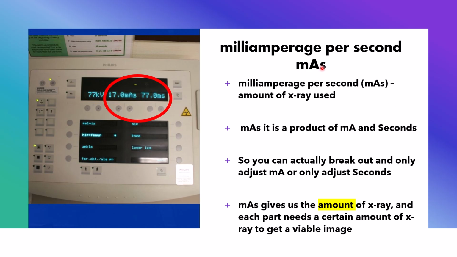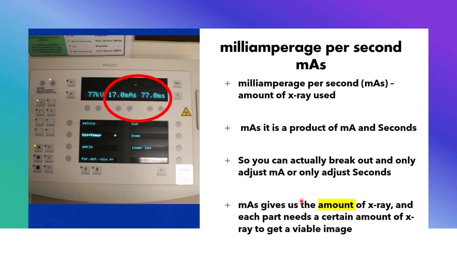The milliamperage seconds, or the MAS, is a combination of MA times the time. It is the product of the MA and the seconds, or usually it's milliseconds or fractions of a second. You can actually break these down and you can set the MA and you can set the time, and then you would multiply those times each other to give you the MAS.